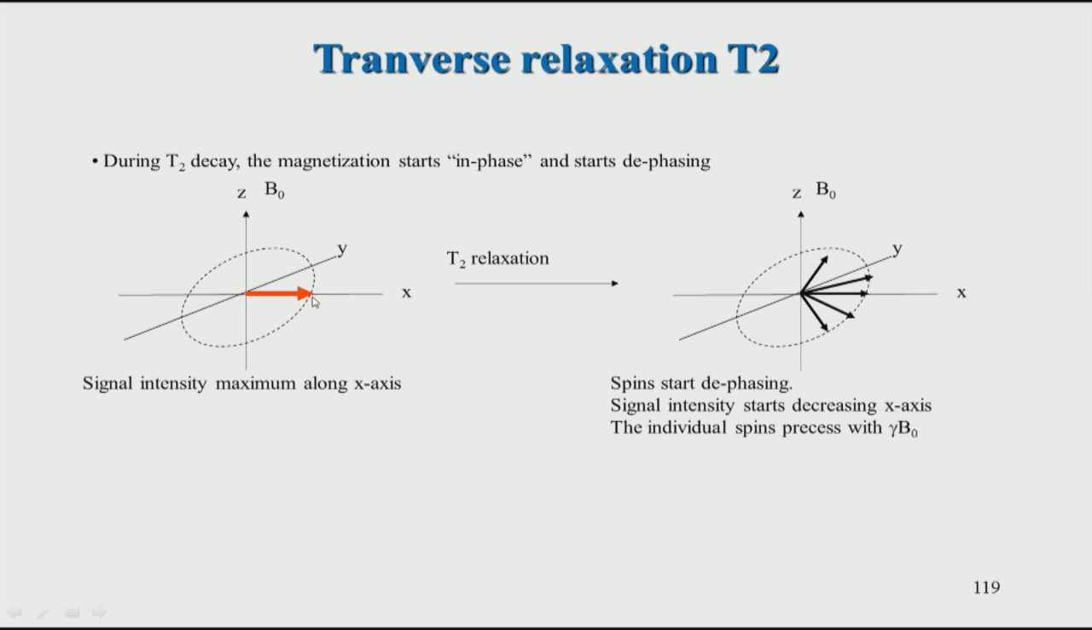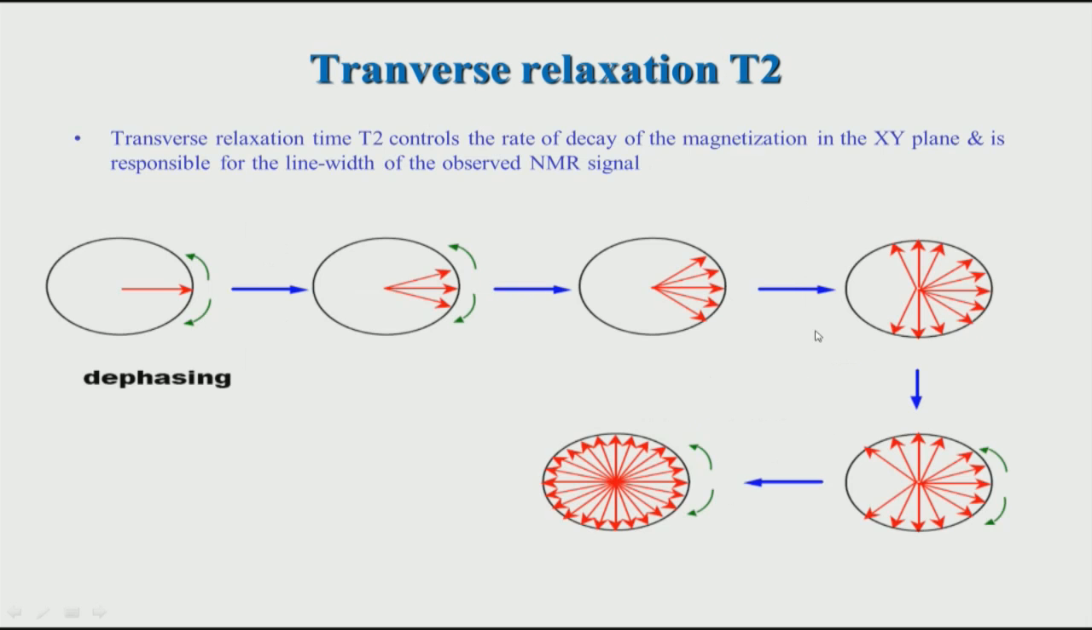You start from this position, which is the 90 degree, and it starts dephasing around in the xy plane, and that is what we said is T2 relaxation. This is also shown in this picture. This is looking from the top view. This circle is in the xy plane, okay, z is coming out of the plane towards you, whereas this is the xy plane. You can see the vector starts dephasing, and slowly after a long time they are completely dephased. This is looking from the top view.